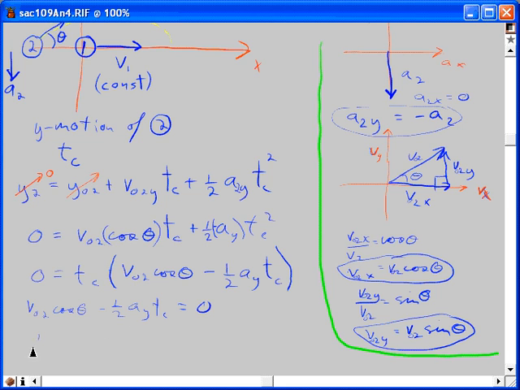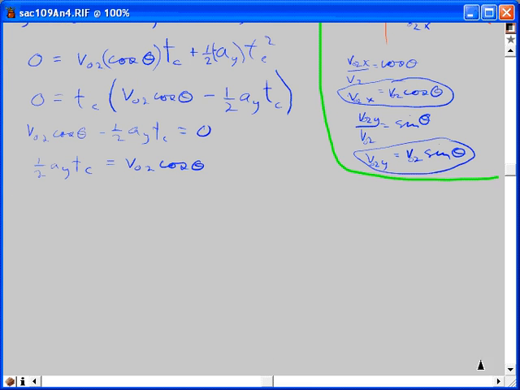I'm solving for Tc, so I'll add that term to both sides and switch sides, and wind up with this little equation, which I can solve for Tc pretty easily. I just multiply by 2 over Ay, so I get Tc is equal to 2 v02 cosine of theta divided by Ay.